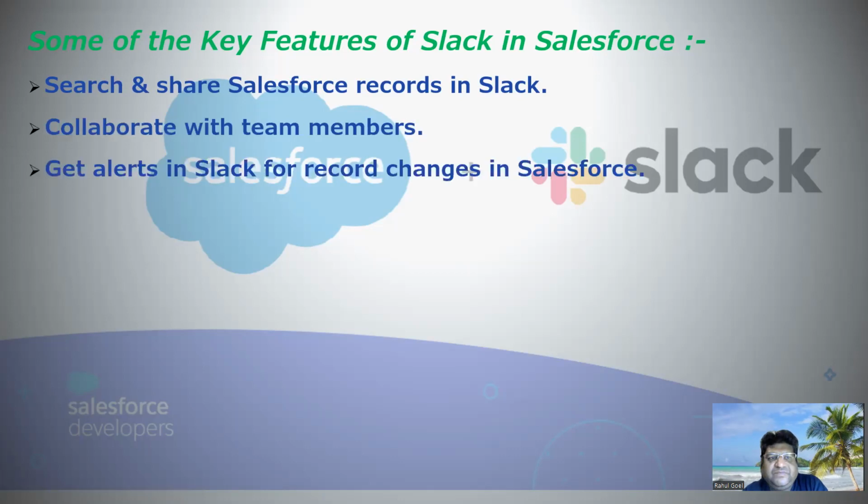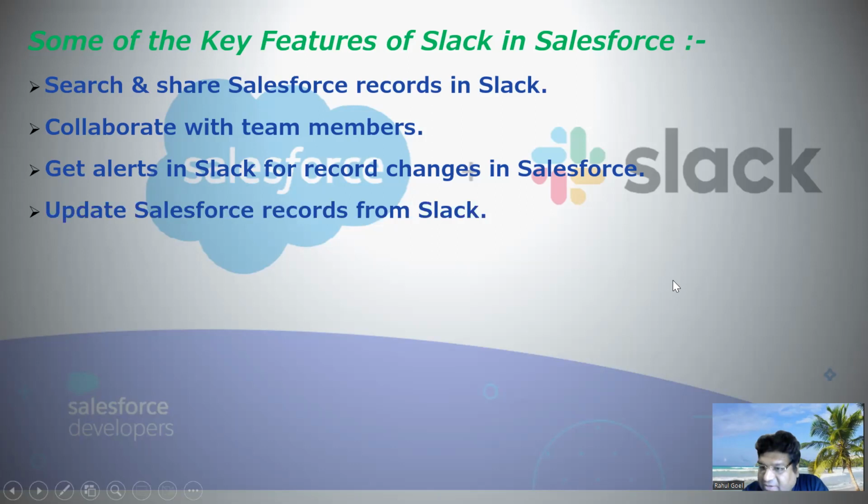Similar to Microsoft Teams, you can get alerts in Slack. So suppose there are any changes in a record in your Salesforce org, automatically the alerts will be sent and communicated via your channel in Slack to all the team members who are added in that channel. You can update records from Slack. Yes, I will show you this feature also now.